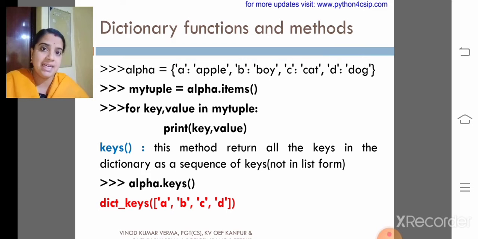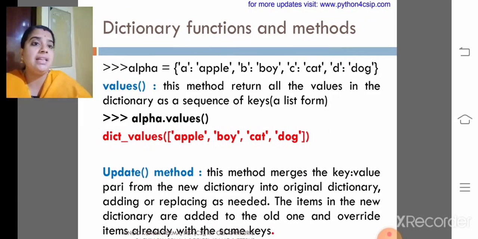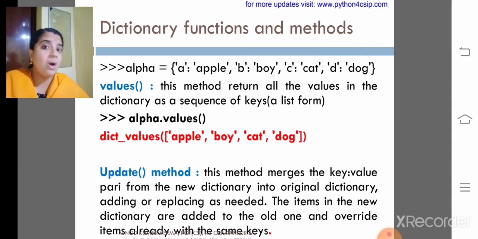Keys, already discussed, will return all the keys in a particular dictionary. Then values will display all the values in a dictionary. Then the last method is the update method. It is used to create a new dictionary from the original dictionary, adding and replacing as needed. The items in the new dictionary are added to the old one and overwrite items that have the same keys.